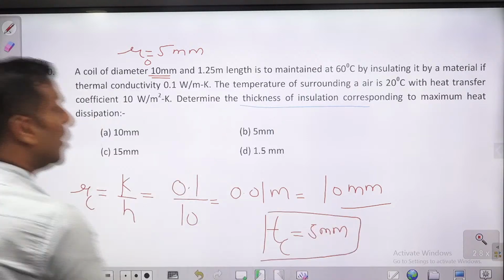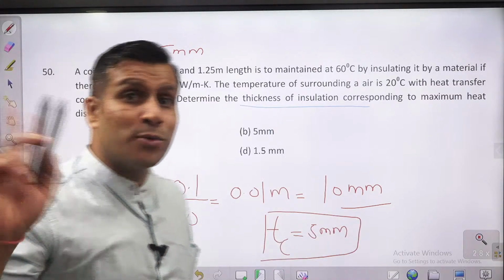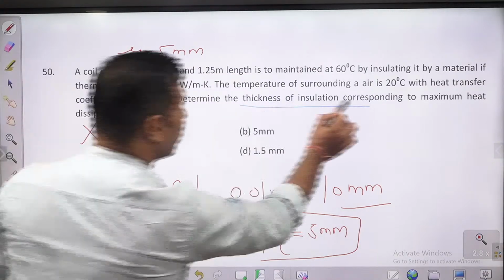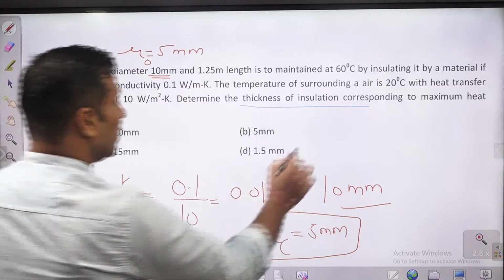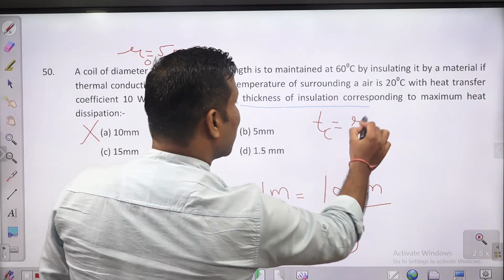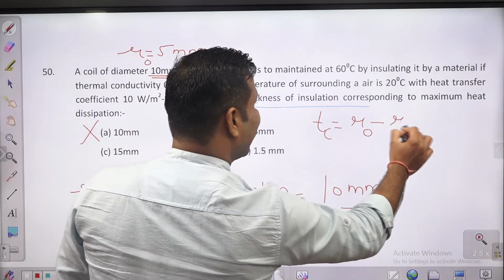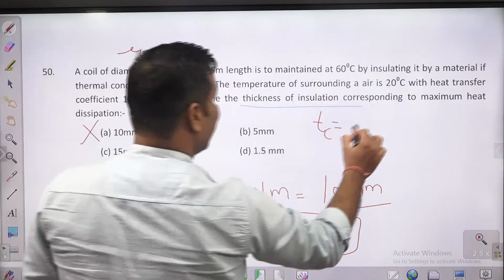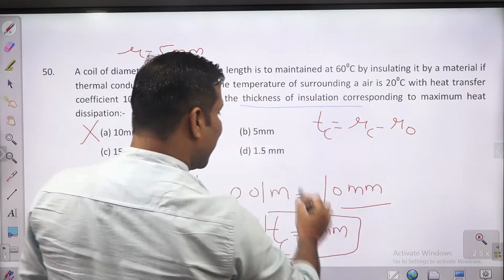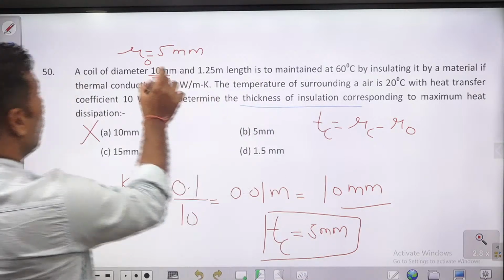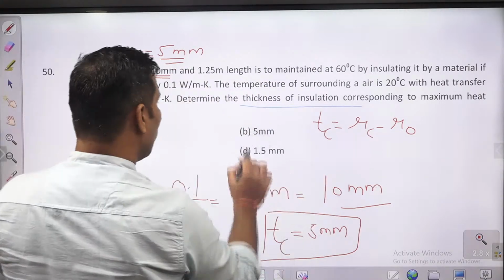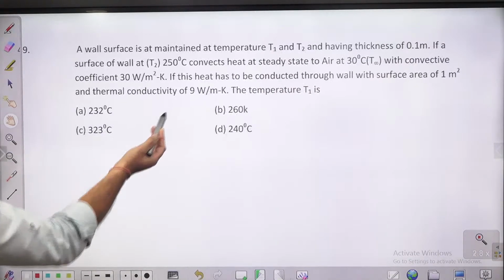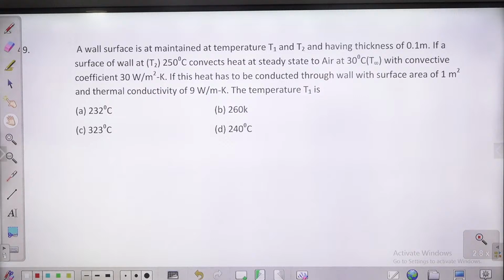Only in this question you need to understand, he is not asking you the critical radius, so don't answer 10. If you answer 10 it will be wrong. He is asking you the thickness of insulation. The critical thickness of insulation is nothing but the critical radius minus the outer radius. The critical radius is 10, we have calculated. The outer radius is 5 mm. So 10 minus 5, you will have this. This is a slightly direct question, you will easily be able to find it out if you equate.